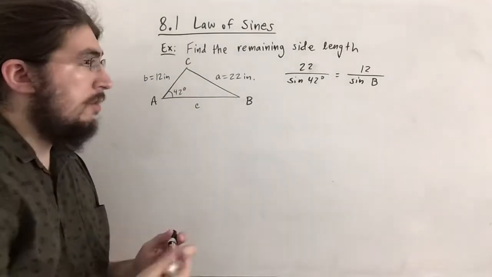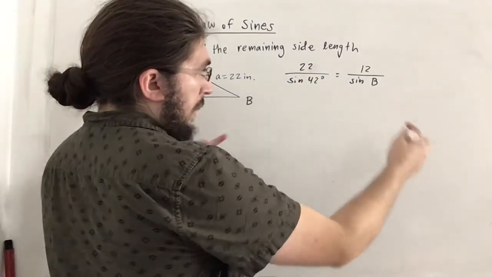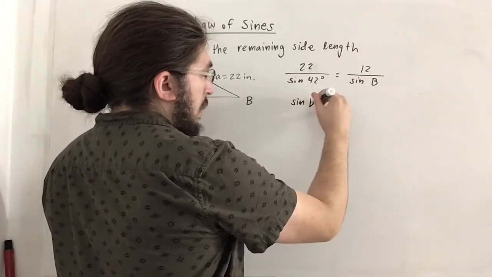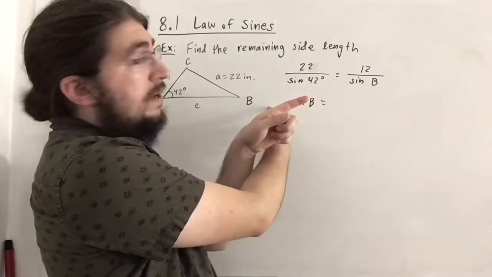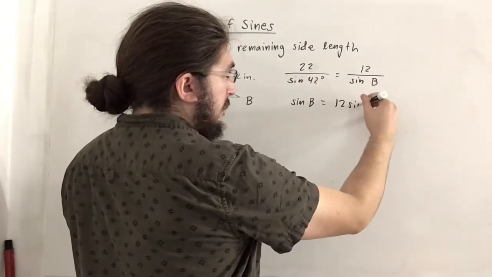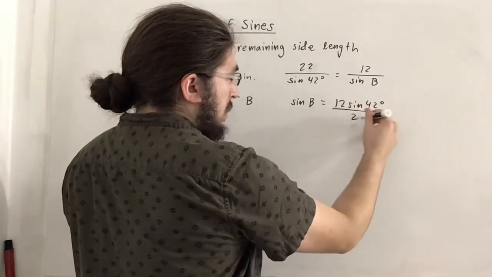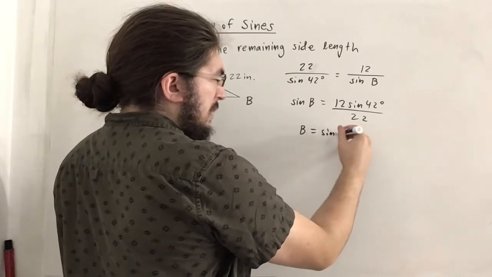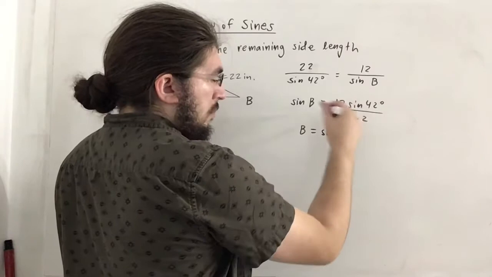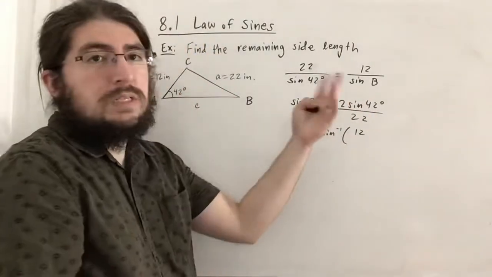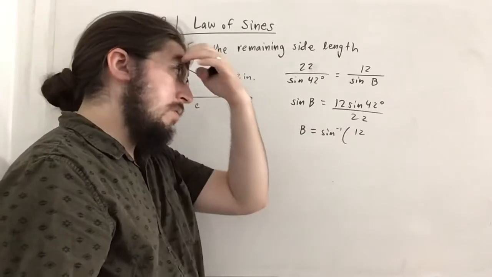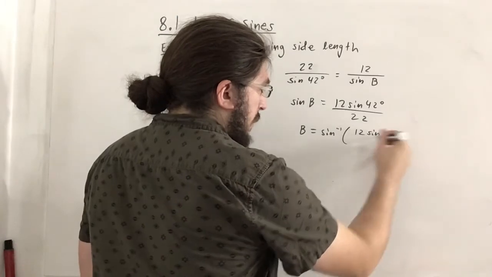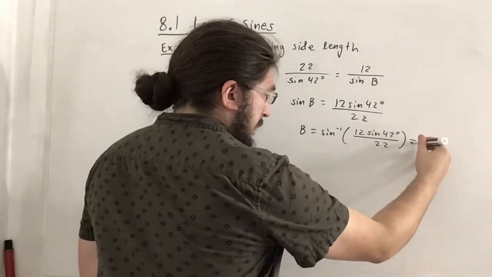Well, let's see. If we cross multiply and divide by 22, we'll end up getting that sine of B is equal to, let's see, cross multiply, we'll have 22 in front of this, and then that'll be 12 sine of 42 over there. But then dividing by that 22 will give you sine of B by itself, and then B will just be sine inverse of that. So B is sine inverse of this thing, and of course you can reduce this fraction if you want a little bit. 12 over 22 is 6 over 11 after reducing, but I'll leave it like this. We'll use our calculator now and see what we get.